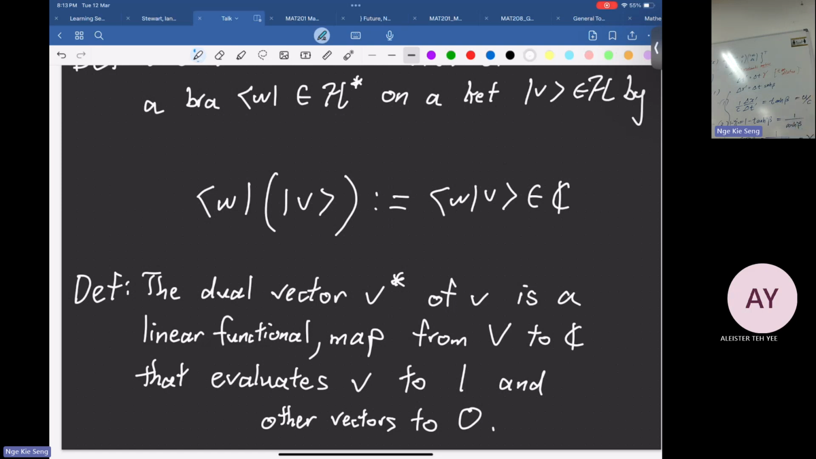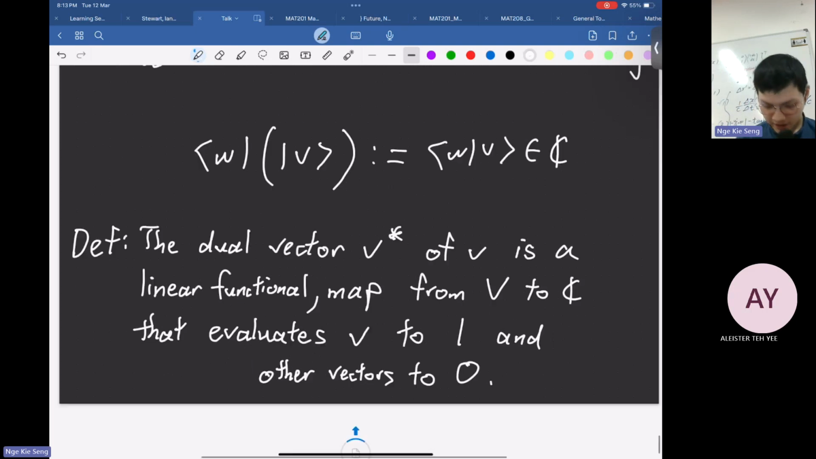And then you should prove that this is indeed a linear map. You can try and prove it. This is indeed a linear map. Okay. Cool. Next.